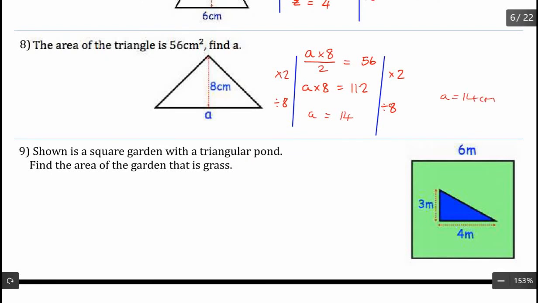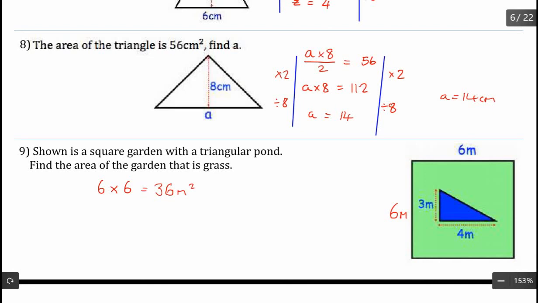Okay, and the last question on the page, we've got a square garden with a triangular pond. Find the area of the garden that is grass. So what we want to do is find the area of the garden in its entirety and then take away the area of this triangle, which is the pond. So the area of the entire garden is 6 times 6, because this is a square, so its height is 6 metres as well. So 6 times 6 is 36 square metres.